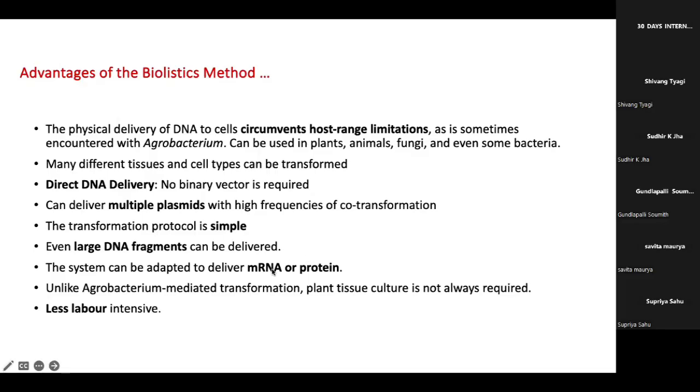It can be used even for RNA or protein also, and it is less labor intensive. Again, in many cases you can reduce the amount of plant tissue culture involved in transformation compared to Agrobacterium.